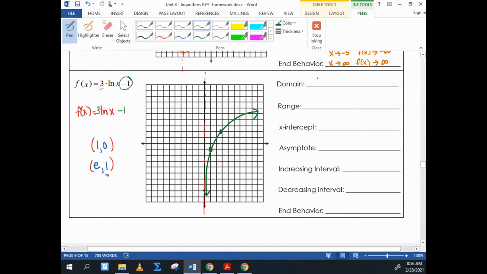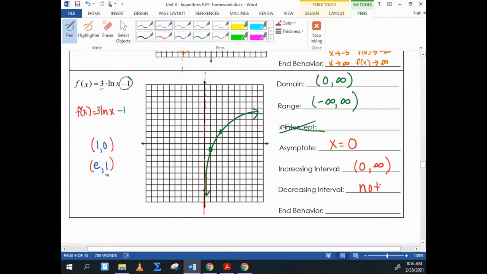Okay, so my domain here is between 0 and infinity. I didn't move my asymptote at all, it just stayed right there. My range is always negative infinity to positive infinity. Don't worry about the x-intercept. Again, my asymptote did not change. It still is x equals 0. And then just check your graph as we read left to right. Notice we're increasing.